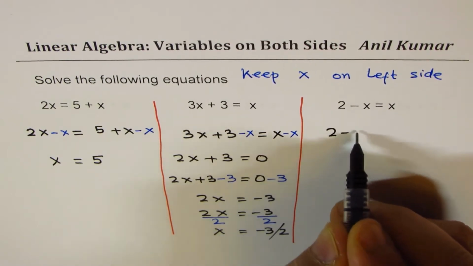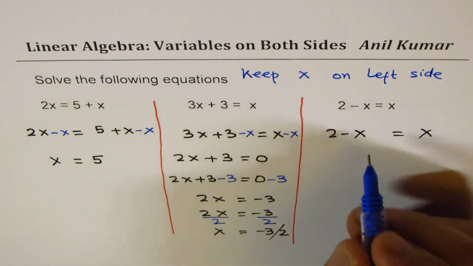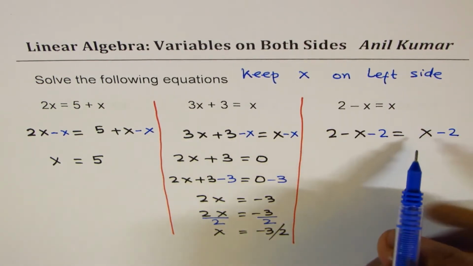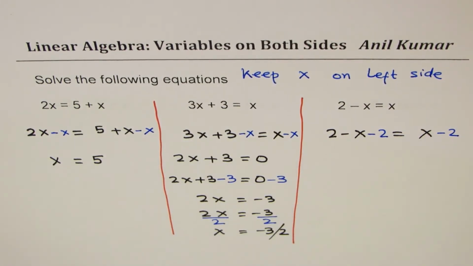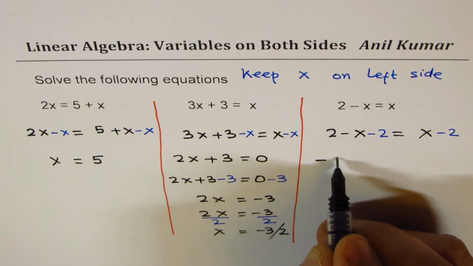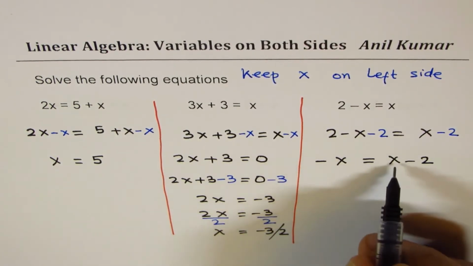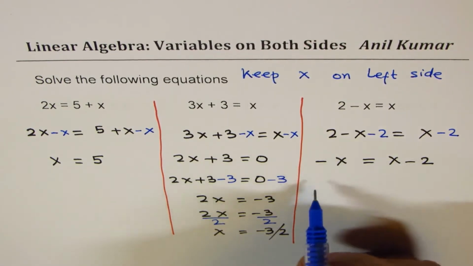The next one here is 2 minus x equals to x. So we have 2 minus x equals to x. I'm leaving this space in between so that I could insert minus 2, right? So we'll take away minus 2 this time. You could do that also, right? And then the x part. Okay, so what we get here is minus x equals to x minus 2, but we want what x is. So let's take away x from both the sides.